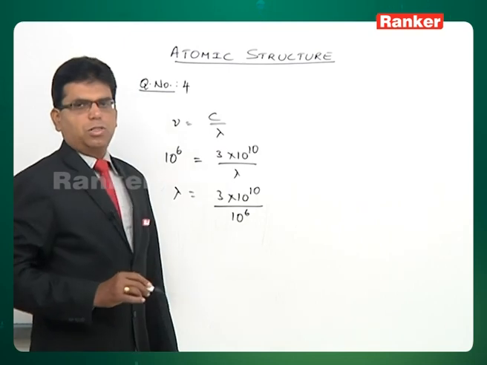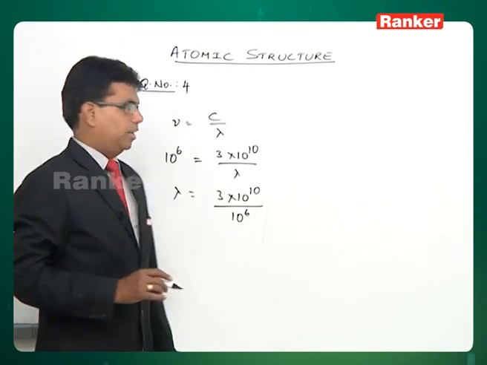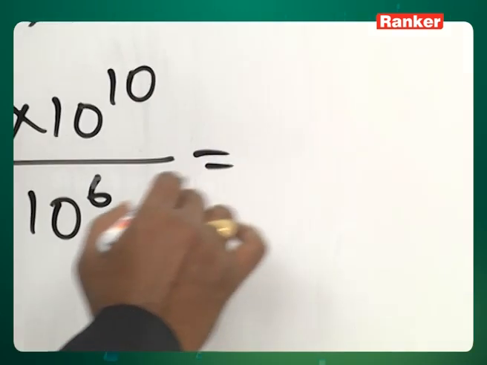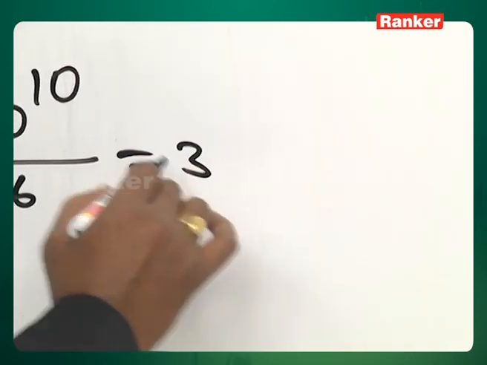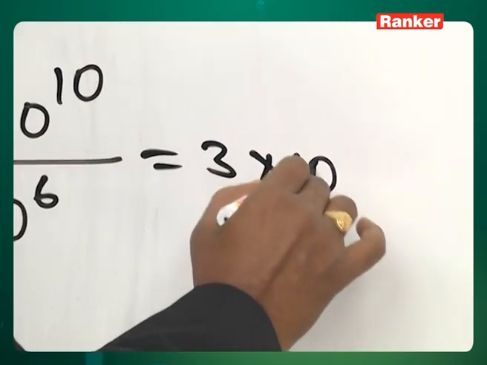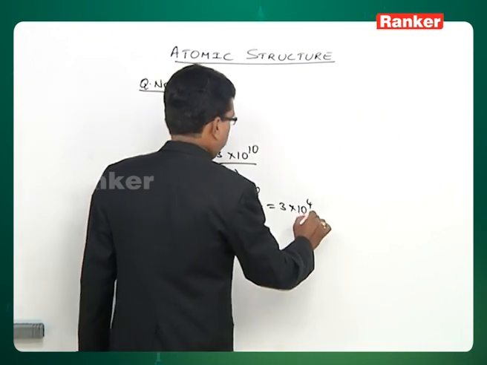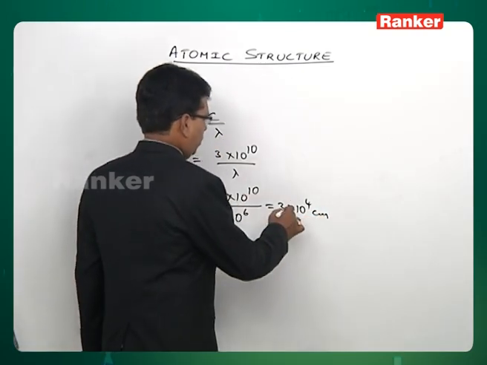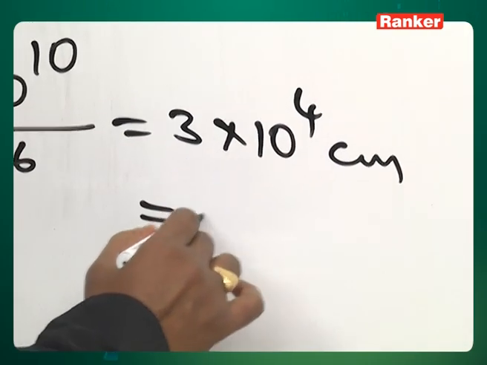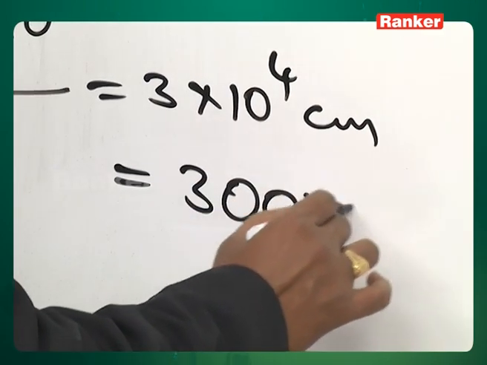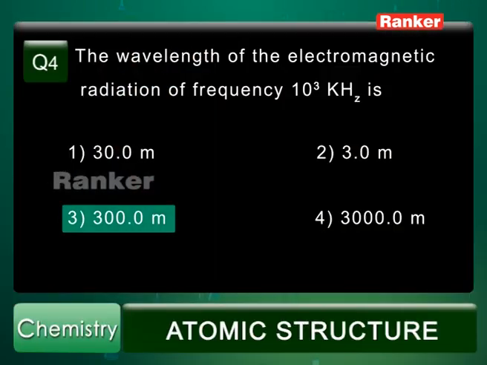So this comes out to be about 300 meters. This comes out to be 3 into 10 power 4 centimeter. So lambda is equal to 3 into 10 power 4 centimeters, which is equal to 300 meters. So the correct answer is option 3.